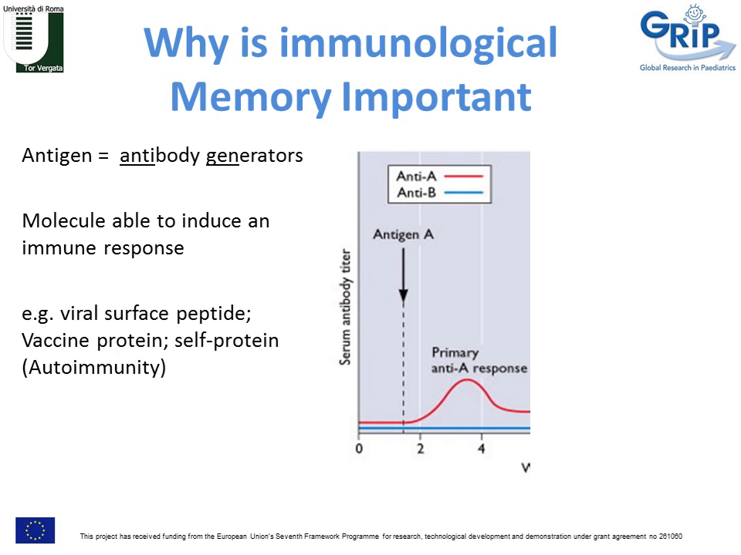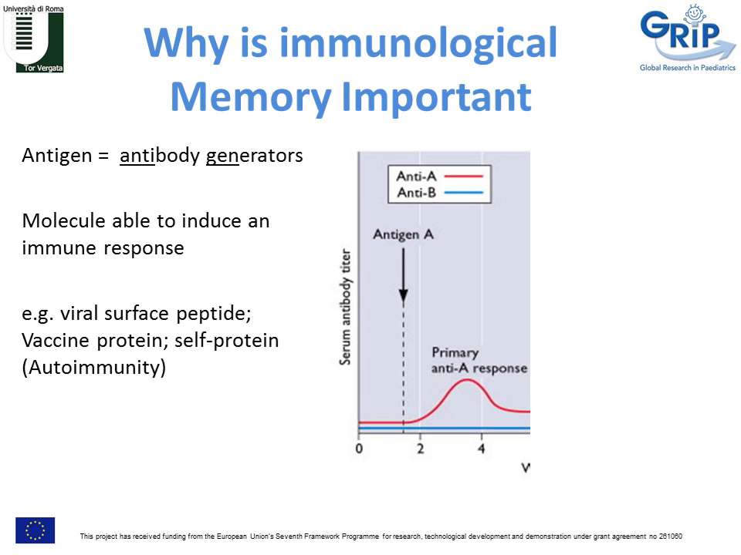So why is memory important? The basis of immunological memory is that upon a second encounter with the same antigen, we can respond more rapidly and more rigorously to the threat. This is also the concept of vaccination, as depicted in this example.